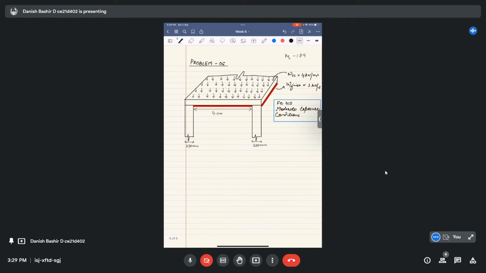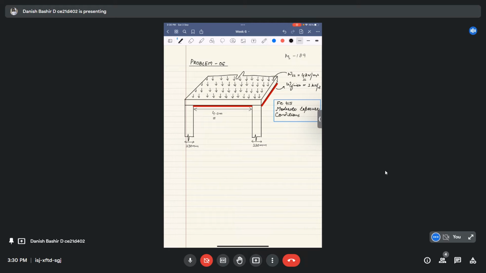So our problem is like this. We have to design a one-way slab system which has a clear span of 4 meters. I have shown the clear span of 4 meters here. That is the span between the inner faces of the two columns or walls, the visible span, and it is simply supported on 230 mm thick masonry walls. Look here, 230 mm, these are brick walls. Our slab system is supported on them, and it is subjected to a live load of 4 kN per meter square.